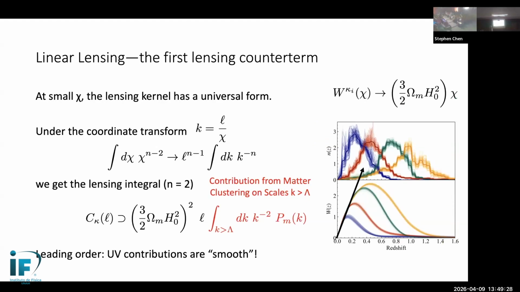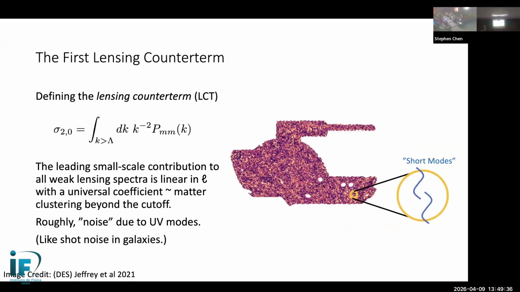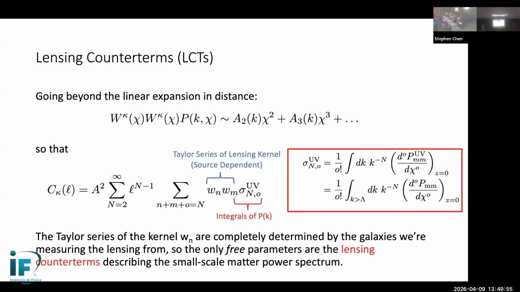Yes, but here I'm expanding around chi goes to 0, so this is the leading order in the Taylor series. I'll come back to this. We're really thinking about the noise due to UV modes in each pixel of our weak lensing. This is very much, for aficionados of galaxy clustering, like the shot noise in each voxel of your galaxy map due to the stochasticity of galaxy clustering, but now in a two-dimensional weak lensing context.